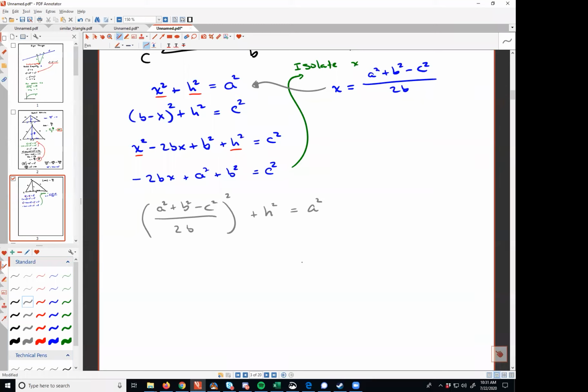So here's the thing, we want h. So let's isolate h. Now, what do we have on the right-hand side here? We have a squared minus a squared plus b squared minus c squared. I'm going to stop you. That's too complicated.